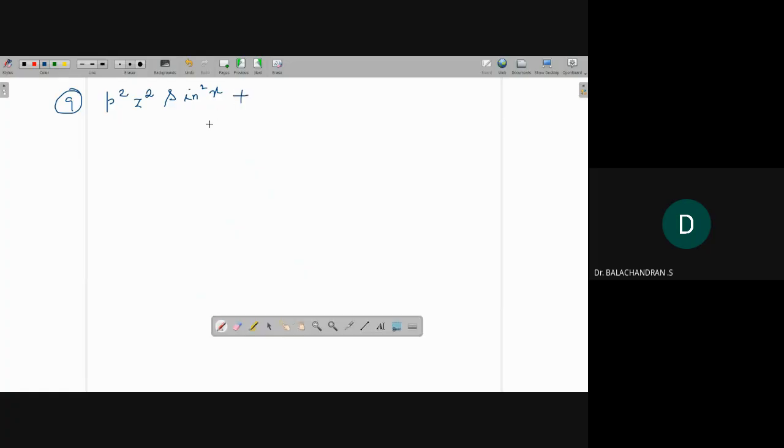If I write problem 9, it is p square z square sin square x plus q square z square cos square y equal to 1. Now we usually write this as p z sin x whole square, because the power of p should be 1. Here q z cos y whole square is equal to 1.